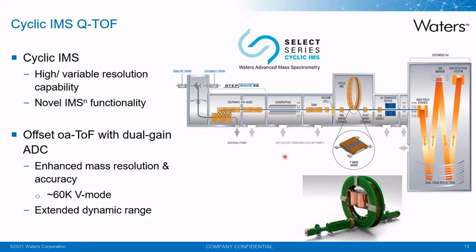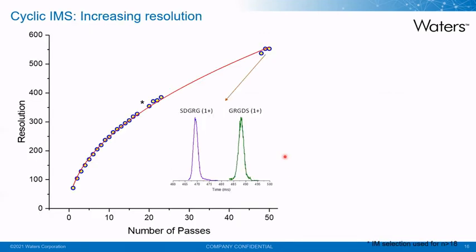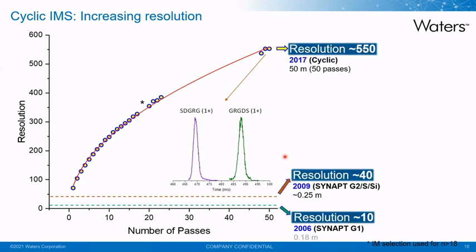So realistically, what does that mean? Here's a graph showing a couple of peptides that we couldn't resolve based on the original linear ion mobility cell. You can see over time, with multiple passes around that cyclic device, that we've achieved increased resolution to fully resolve these two peptides. On our previous generation of instruments, we weren't achieving anywhere near the level of resolution required to separate these two peptides. Peptides are obviously larger, so a lot easier to separate.